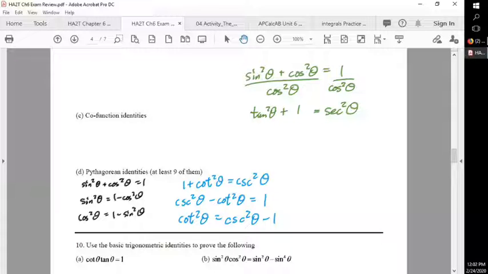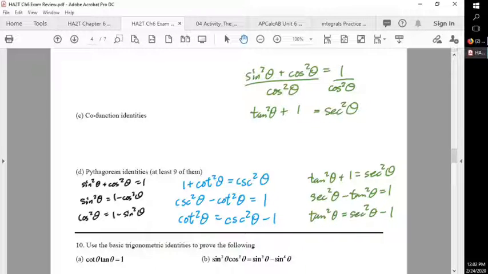So there's your last group. We got tangent squared theta plus 1 equals secant squared theta. Now let's move the tangent squared theta over to the other side. So we have secant squared theta minus tangent squared theta equals 1. And now let's get the tangent squared theta alone. Let's go tangent squared theta equals secant squared theta minus 1. And there's all 9.